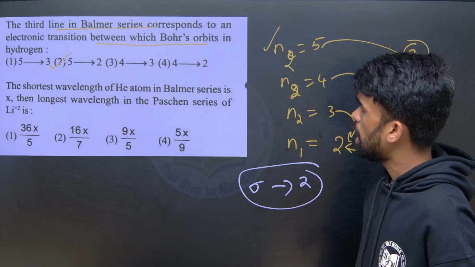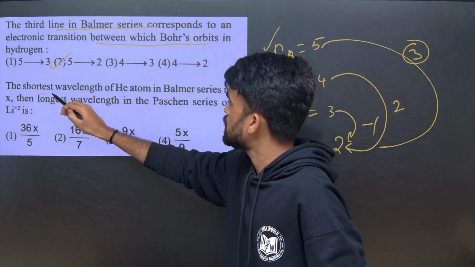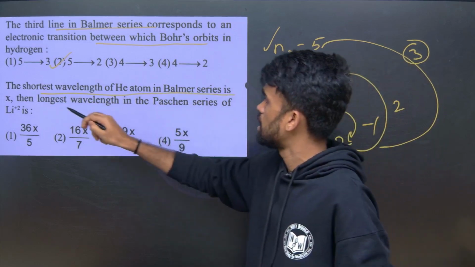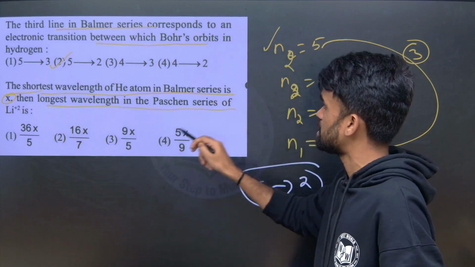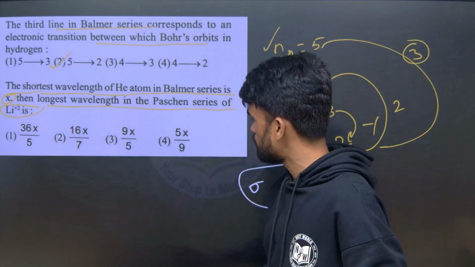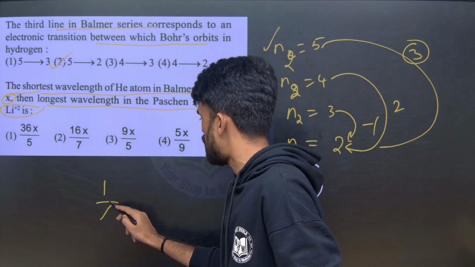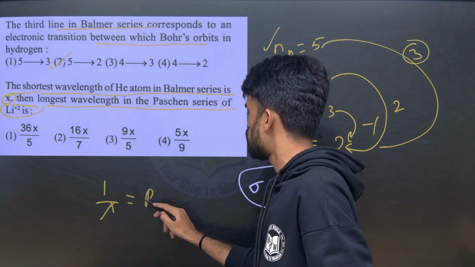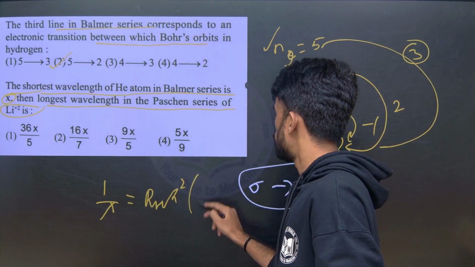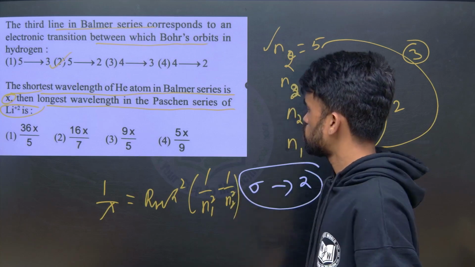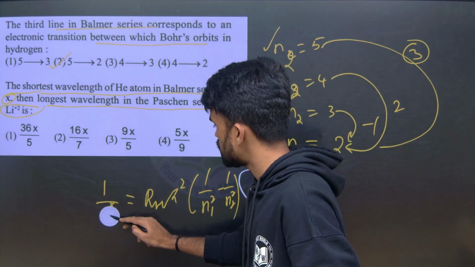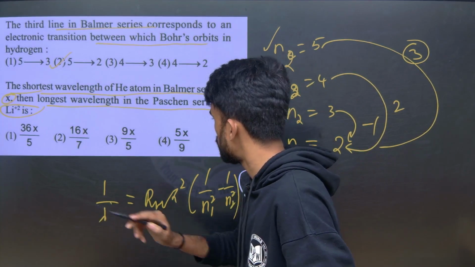Okay, so now I will ask you: what is the shortest wavelength of helium in the Balmer series? The shortest wavelength of helium in the Balmer series is X. The longest wavelength in the Paschen series of lithium is. So very simple now. Use this formula and tell me the answer: 1 by lambda equals R_H Z square into 1 by n1 square minus 1 by n2 square. Use this formula and try to answer in the comment box. I will be waiting for your answer.